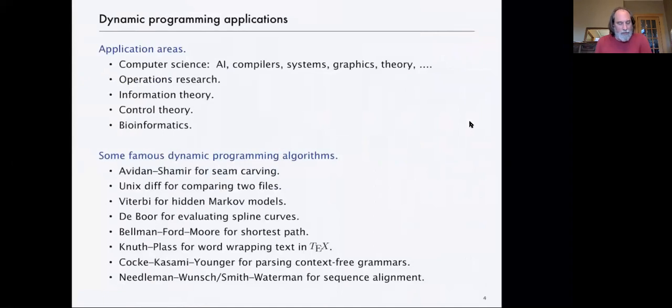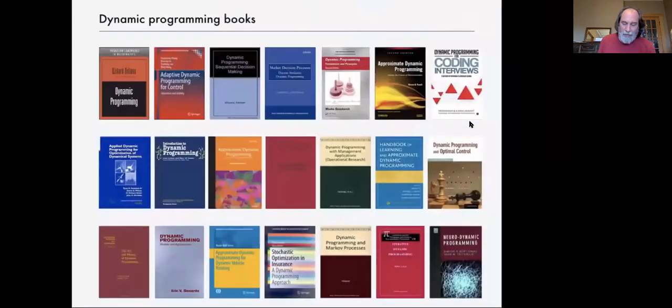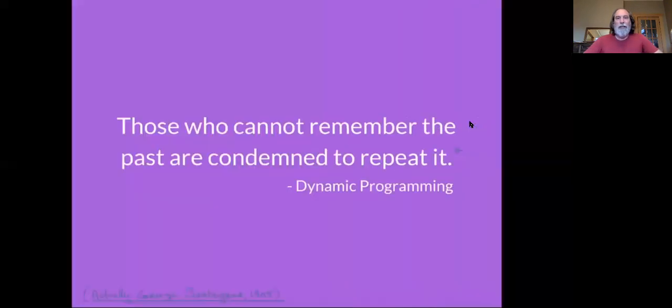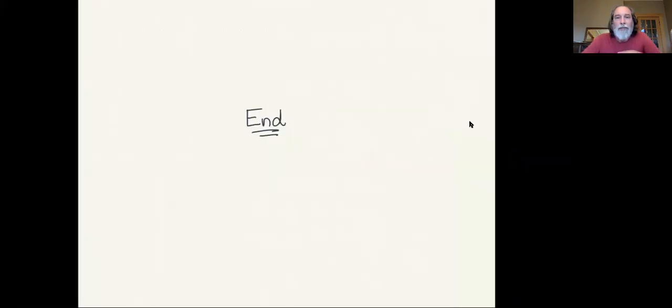Okay, so this slide is just a bunch of examples of application areas and important dynamic programming algorithms. I'm not going to go through them. There's a picture of a random, I guess, selection of books on dynamic programming. It just illustrates it's a huge, huge field of work. And we'll finish with a very cute misattribution of a quote. Those who cannot remember the past are condemned to repeat it, by dynamic programming, not actually by dynamic programming. But anyway, it's kind of a cute remark. And that'll be the end for this lecture.